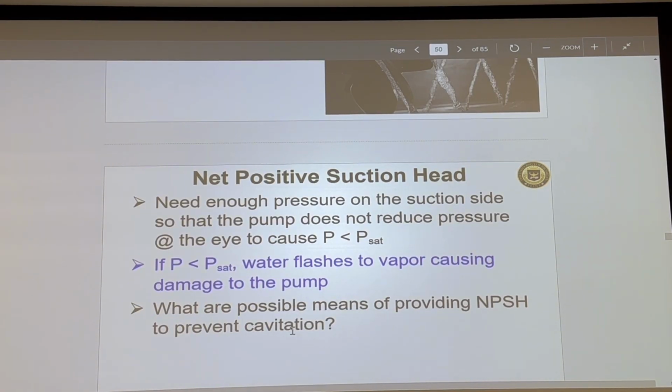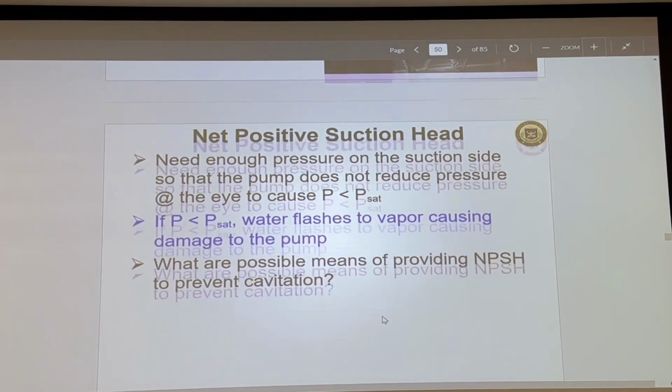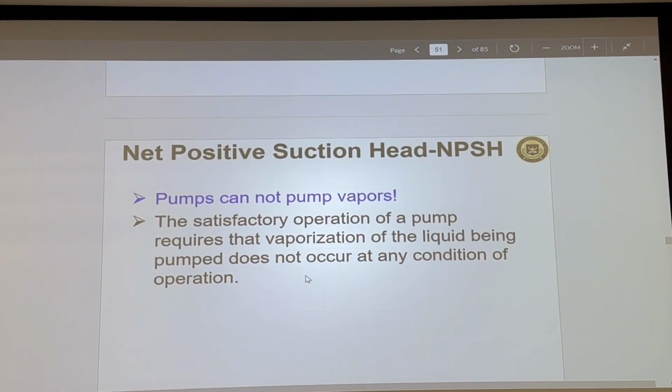So it says P should not be equal to or less than P saturated, otherwise water flashes into vapor, causing damage to the pump. What are positive means of providing NPSH to prevent cavitation? So he's showing you some. What he's saying in net positive suction head is pumps cannot pump vapors. If you do that, I told you again, example vapor lock. The satisfactory operation of the pump requires that evaporation of the liquid being pumped does not occur at any condition of the operation.